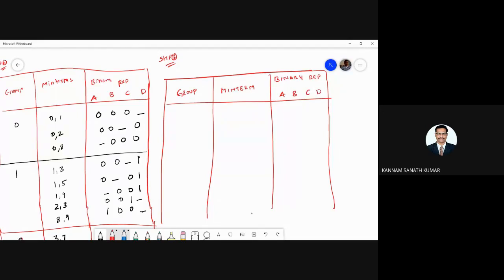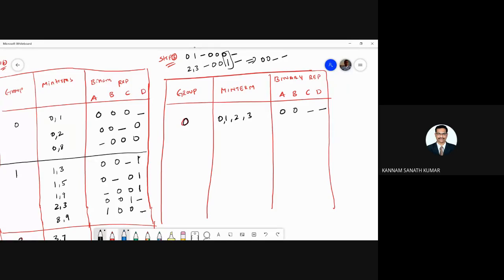So let us take group 0. Let us take 0 comma 1, comma 2 comma 3. What is 0, 1? Here I am writing 0, 1 is 0 0 0 dash. And 2, 3 is 0 0 1 dash. So this differs by 1 bit. You can write this one as 0 0 dash dash.